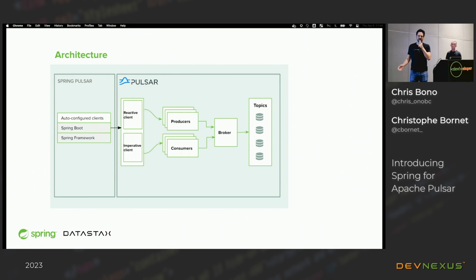So the Spring Pulsar project, you can already get value by just using Spring Pulsar and using the Pulsar client directly, because Spring Pulsar will auto-configure the client, and you will get type-safe configuration. So even if you want to stay close to the Pulsar client, you already get value from Spring Pulsar.